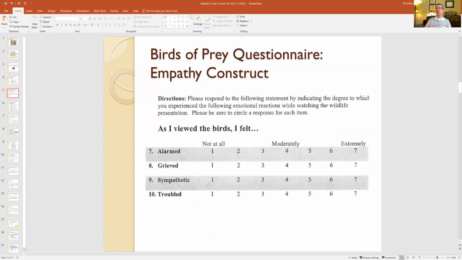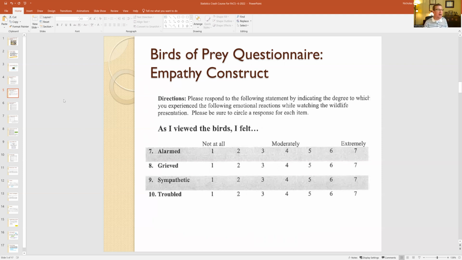And then we also measured their feelings toward the birds using this existing, what we're going to call construct, or group of similar items that are measuring one thing. We measured feelings of empathy, the concern that these individuals had for the birds, and we did it with 17 items. Here's a couple of the items, a very simple word that they then have to respond to as you viewed the birds. Did you feel alarmed, grieved, sympathetic, troubled? What were some of those feelings that you had toward those birds? And notice the scale. We have a 1 to 7 scale from not at all to extremely.